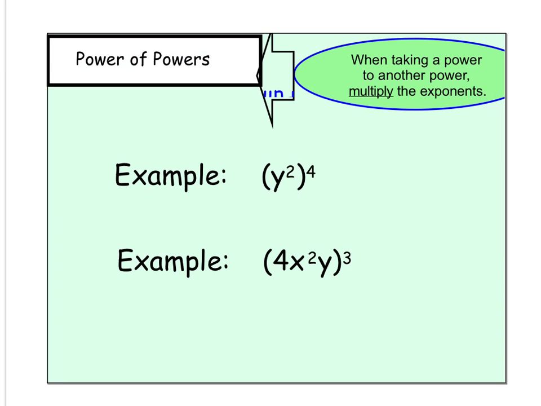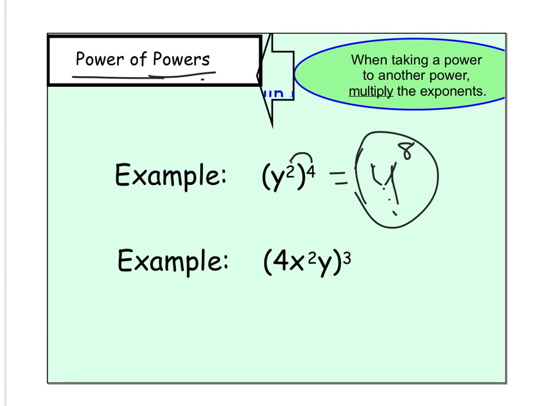M to the third. So if you're taking a power of a power, you're going to take 2 times 4, so you're going to get y to the eighth. There's my answer. All right, y to the eighth. So I multiply. If I think about it, this is y squared, y squared, y squared, y squared. That's going to be y to the eighth.